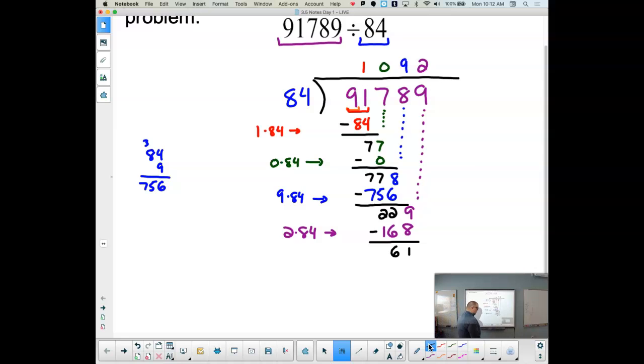Okay. And so then our answer here would be 1,092 and 61/84. Or we would say 1,092 with a remainder of 61. Those would be the answers that we would go with there. And just a quick check, 91,789 divided by 84 gets me 1,092.72619 if I did it on a calculator, which would be what that fraction would be.